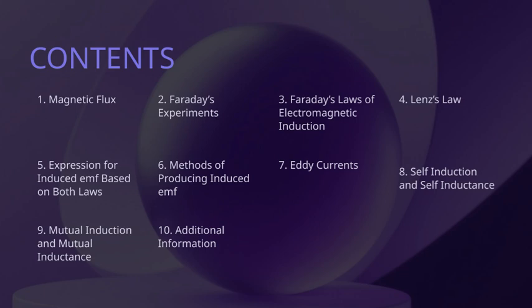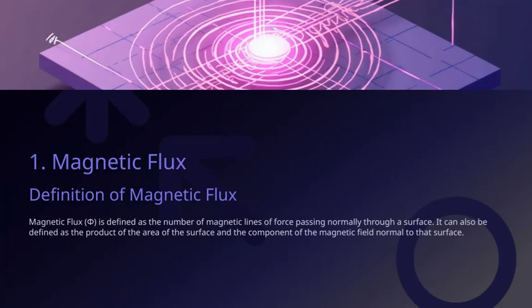We also examine mutual induction and mutual inductance, where the change in current in one coil induces an EMF in another nearby coil. Finally, we'll look at the expression for the induced EMF based on both Faraday's laws, tying everything together, and include some additional information to give you a broader understanding of these phenomena. All these points connect to the overarching theme of how changing magnetic fields generate electric currents, which is central to electromagnetism. Magnetic flux, represented by the symbol phi, is essentially a measure of how many magnetic lines of force pass through a given surface.